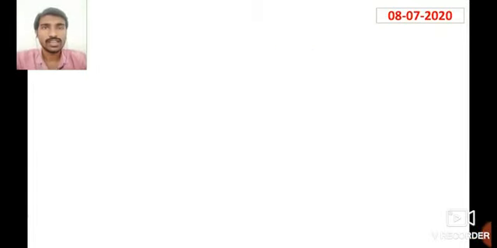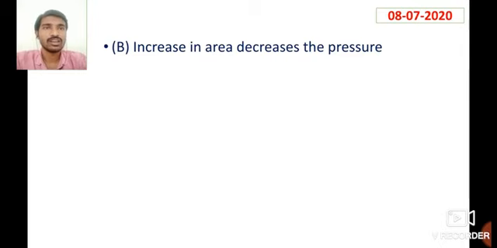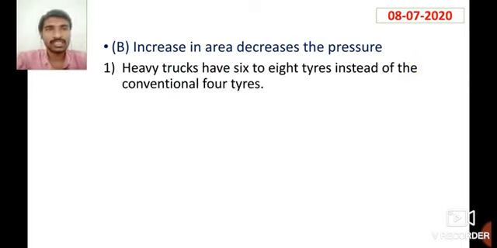Students, first we studied the examples for dependence of pressure on area of surface. Now we will move on to the examples for increase in area decreases the pressure. So in the first case, I am going to take an example of heavy trucks. Heavy trucks have 6 to 8 tires instead of the conventional 4 tires. Now my question is, why do heavy trucks have 6 to 8 tires instead of 4 tires?